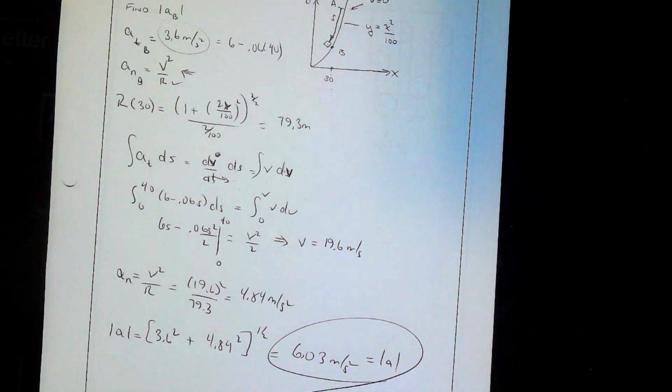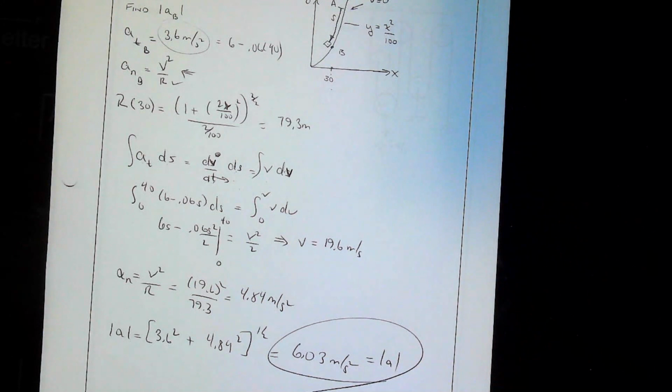Stick s equals 40 in here, solve for v. And when you do that, that gives you an, which is v squared on r. So we have 19.6 squared all over 79.3 equals 4.84. This would be meters per second squared.